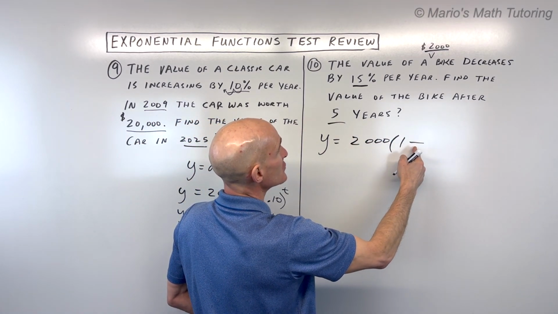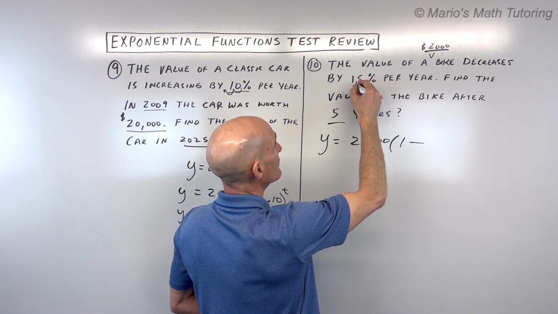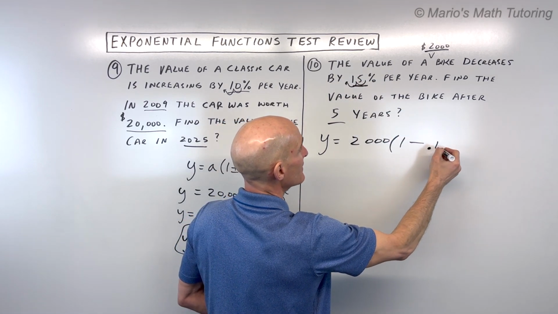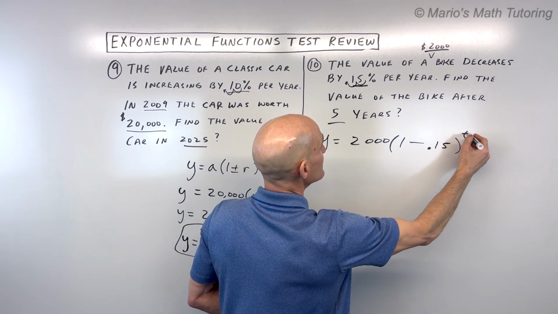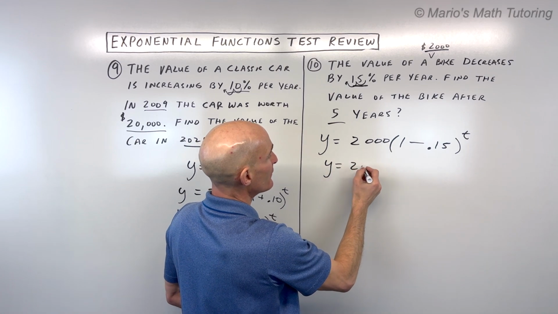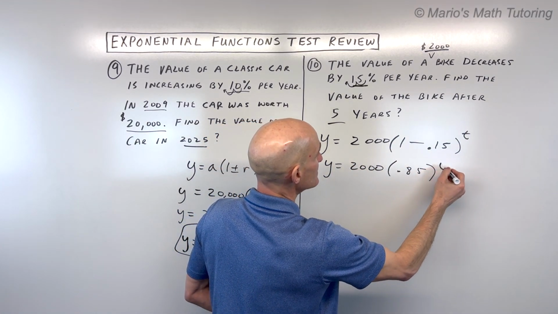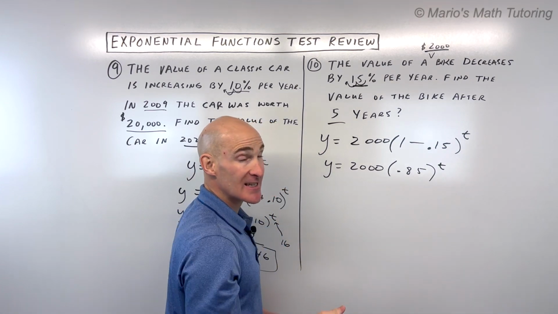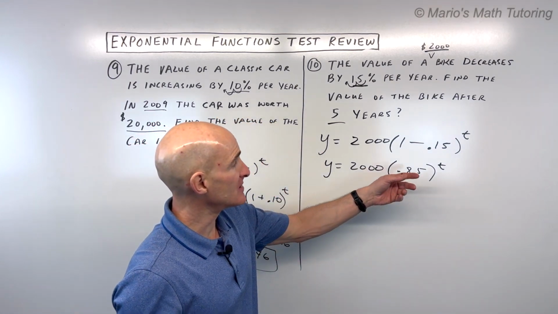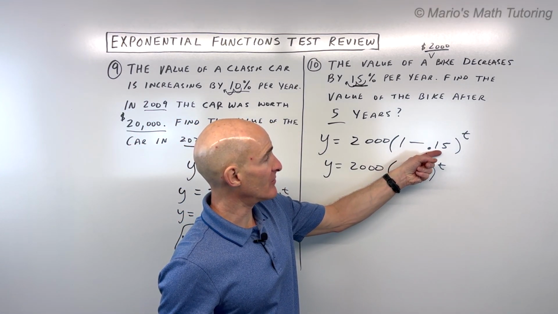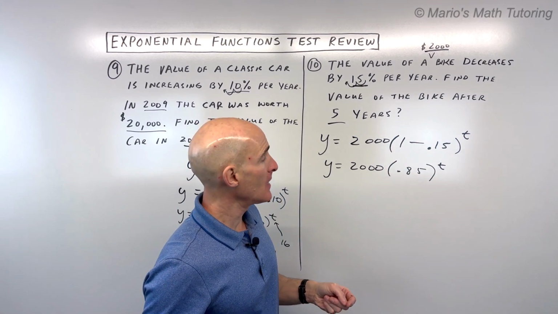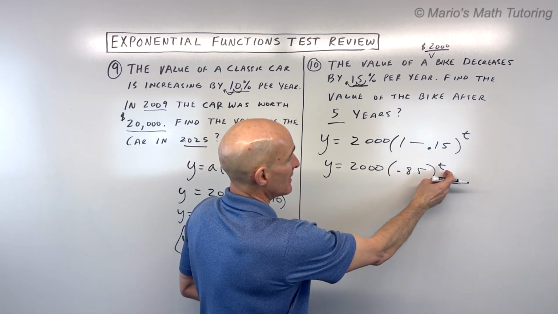It's decreasing, so minus 15%, which means moving the decimal 2 places. That's going to be 0.15 to the t power. Let's simplify a little bit here. So this is going to be 0.85 to the t. Now this is referred to as our decay factor. Our decay rate, or percent rate of decrease, is 15%. This is our initial amount, and t is the number of years.